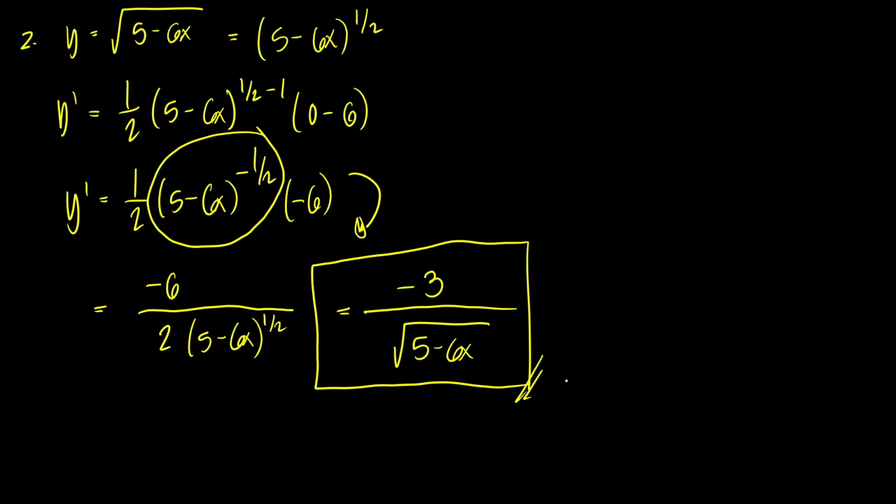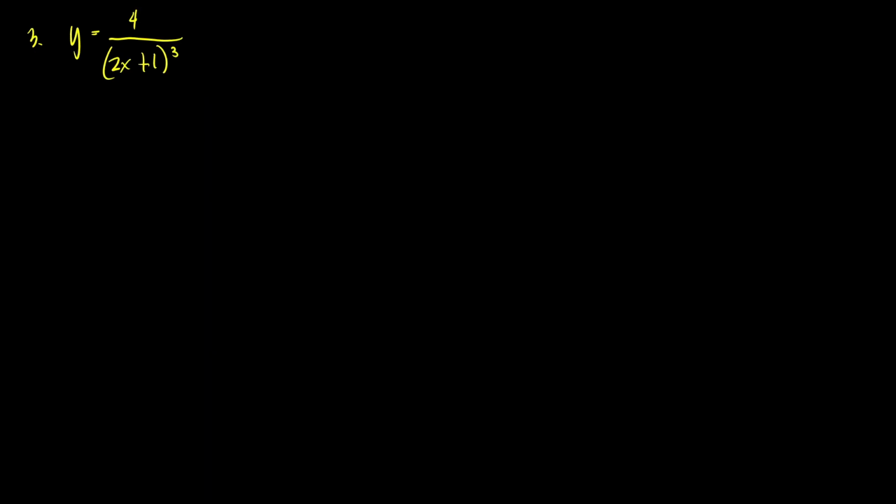Okay, so we have our second example. I encourage everyone to solve along with me and just check your answer. Okay, so here we have our third one. We have y equals 4 over (2x plus 1) cubed. You could use the quotient rule, but today I'm going to use the power rule. In order to use the power rule in this kind of situation, we bring the denominator to the numerator.